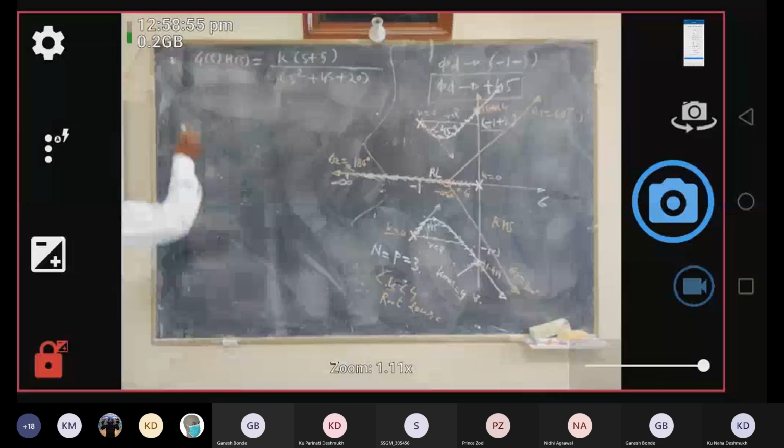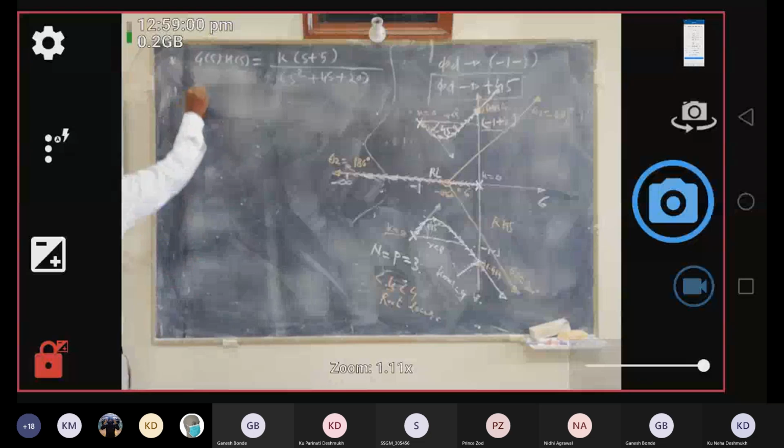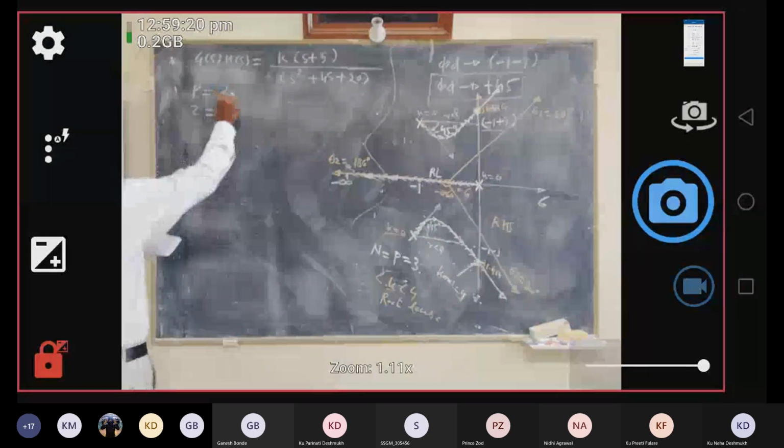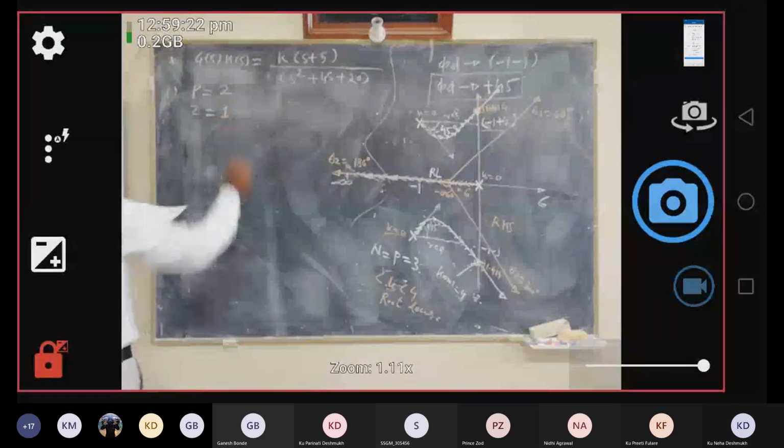Okay, so write down step number 1. Find the number of poles and zeros. Tell me the number of poles and number of zeros. Two poles and 1 zero. P is equal to 2 and Z is equal to 1. Correct?